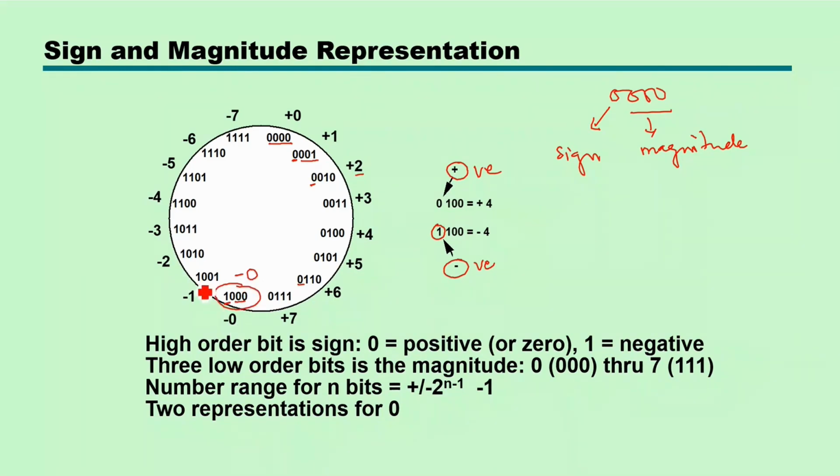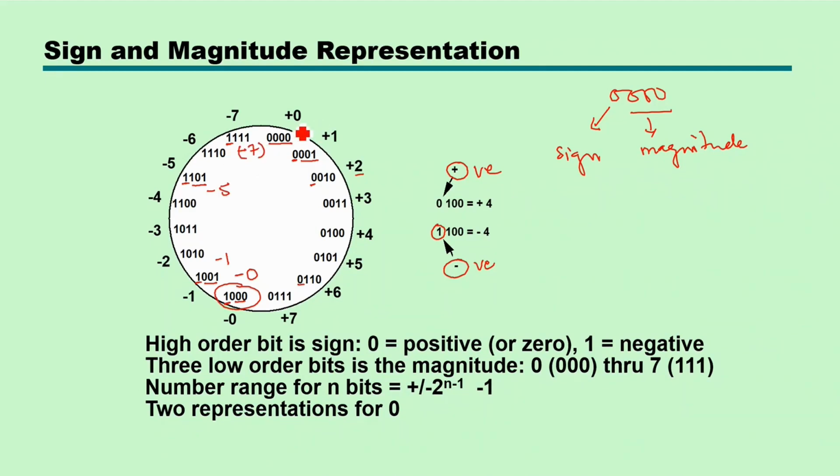Similarly, if it is 1, that means it is negative. The next 3 bits are 001, which is nothing but 1, so it is minus 1. Similarly, consider the next one. If it is 1, that means it is a negative number. The next 3 bits are 101, which is nothing but 4 plus 1 is 5, so it is indicating minus 5. Similarly, at the last, this is 1, meaning a negative number, and 111 is nothing but 7, so it is minus 7.